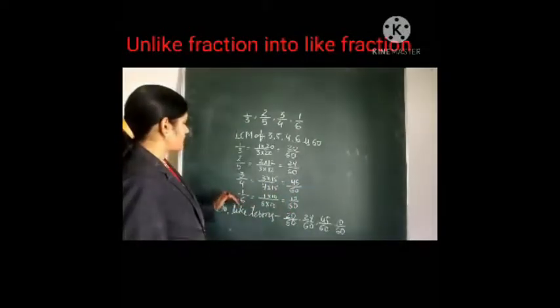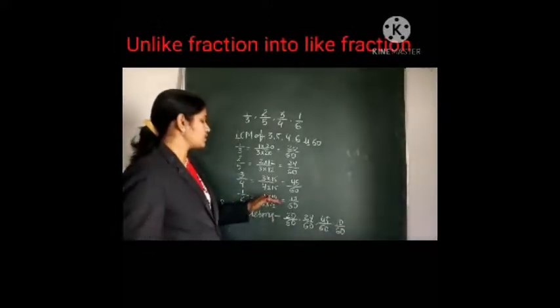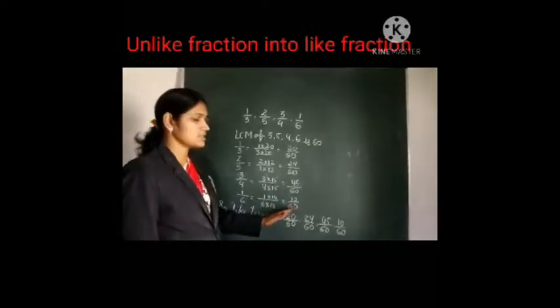Next one, 1 upon 6. So for 1 upon 6, here 6 will multiply with 10. So its numerator will also multiply with 10. So here, 10 upon 60.